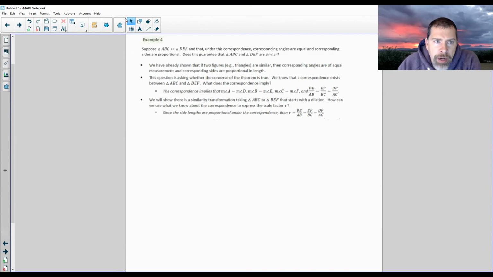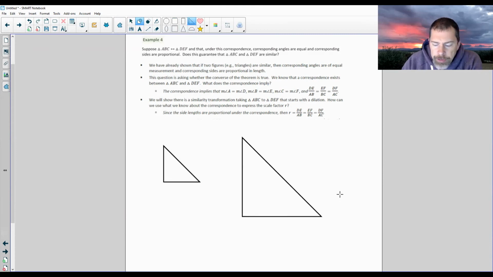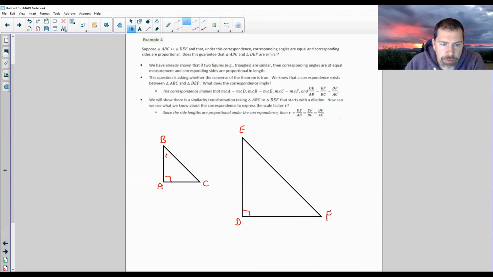Okay, let me pause right here and give an example. So let's bring in a triangle. And how about a right triangle? So I draw this triangle and then I draw this triangle here, and then we will label them A, B, C, D, E, F, with 90 degrees and 90 degrees, and 45 degrees, 45 degrees, 45 degrees, 45 degrees.